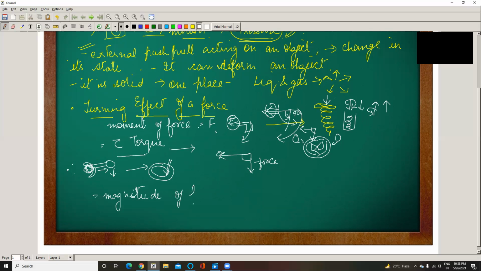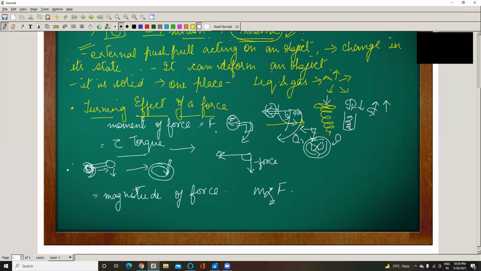Magnitude of force: the greater the magnitude applied, the greater is the turning effect. So we can say the moment of force is directly proportional to F. This is the sign of direct proportionality.